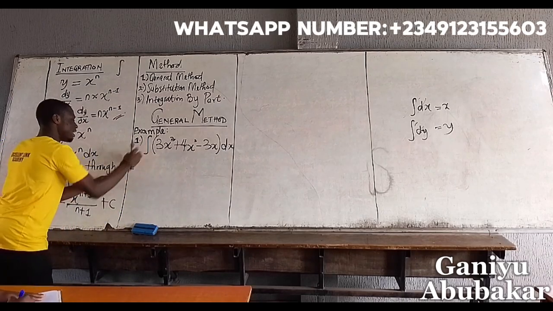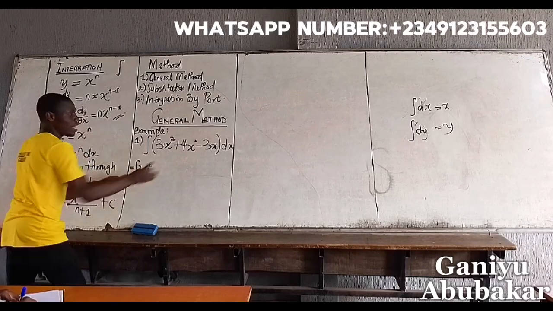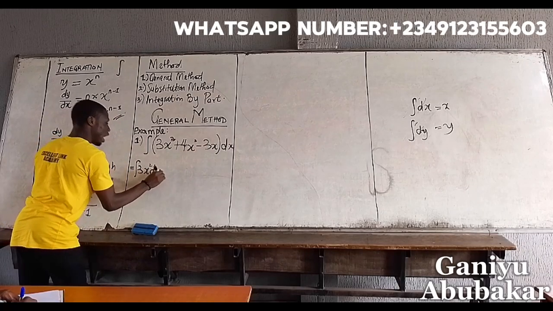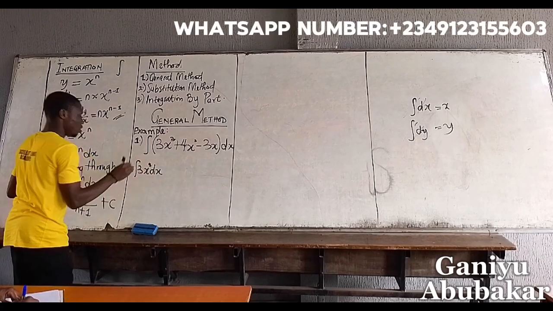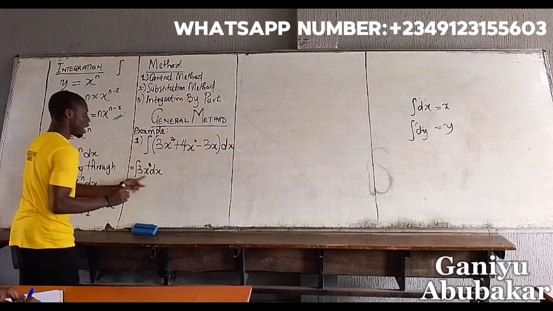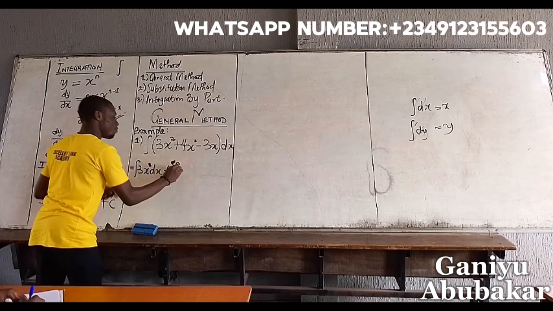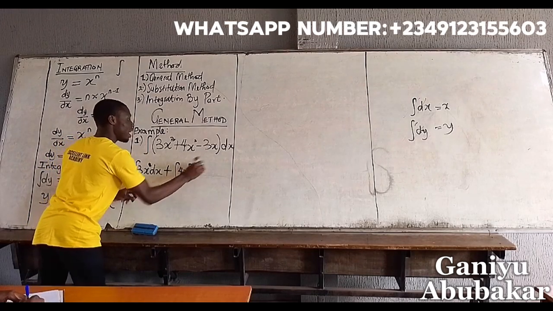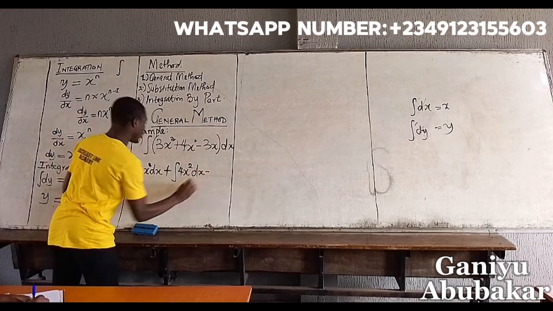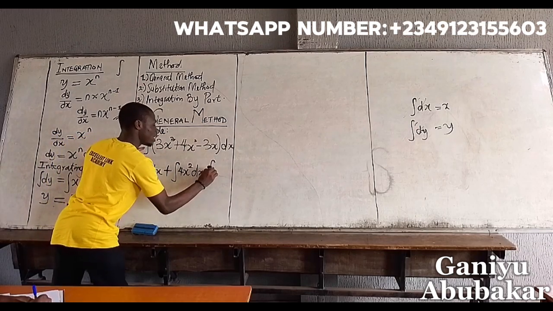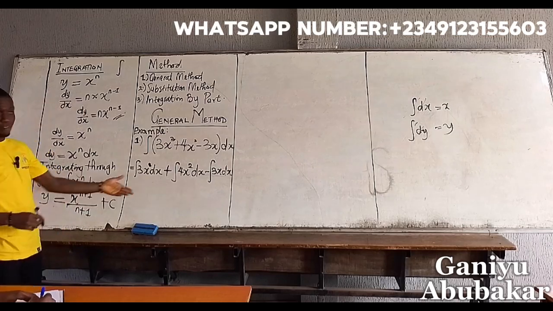I'll have the integral first. What's the first term here? 3x cubed. Attach the dx to it. Plus the integral symbol. Next up, 4x squared, attach the dx to it. Minus the integral symbol. Attach what then? 3x dx to it. It becomes your first step here.